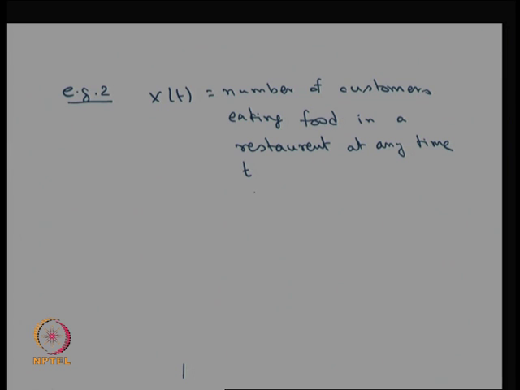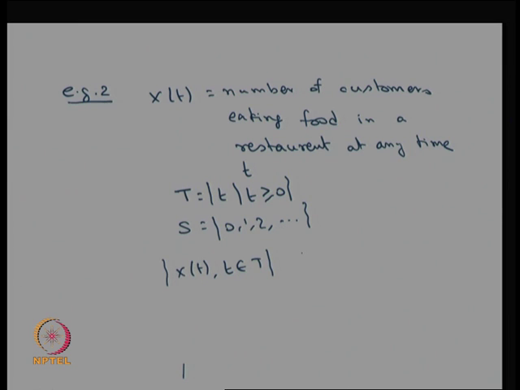Therefore, you are observing the system, you are observing the restaurant, how many customers are taking food. Therefore, the possible values of the parameter space T is t greater than or equal to 0, and the possible values of S, still it is a count. Therefore, the possible values are countably finite or countably infinite. Therefore, this collection of random variables over t is a continuous time or continuous parameter discrete state stochastic process. This is a very typical example. So, this S could be countably finite or countably infinite also.